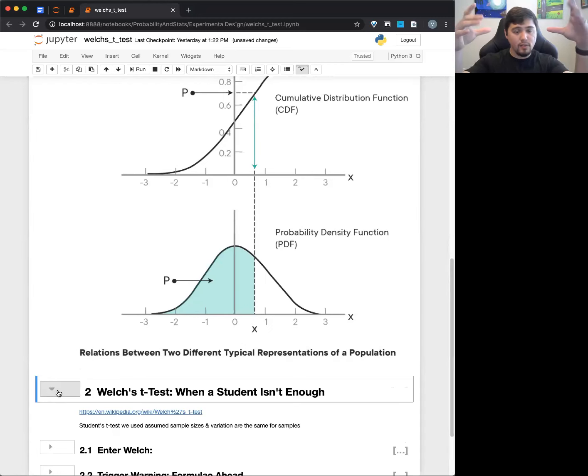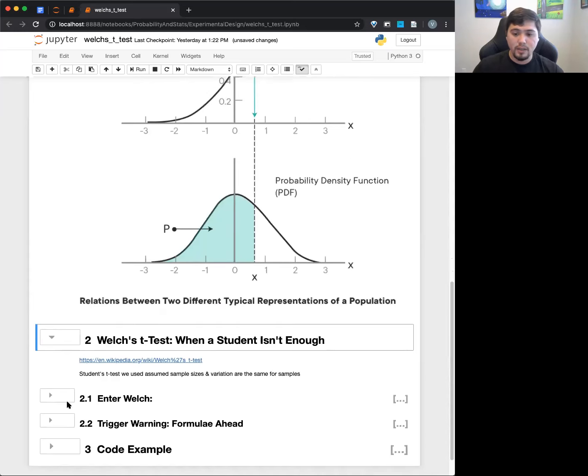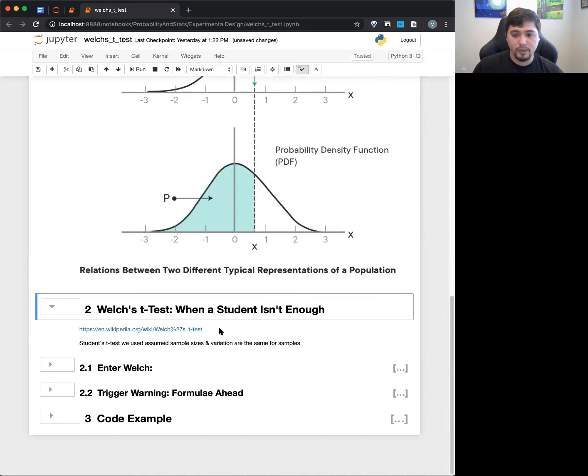Or you can take your test statistic and convert it into a p-value, which is usually what you'll see in a lot of literature, and then compare it with your alpha. So either way works. So Welch's t-test, which I'll skip over on this Wikipedia text.